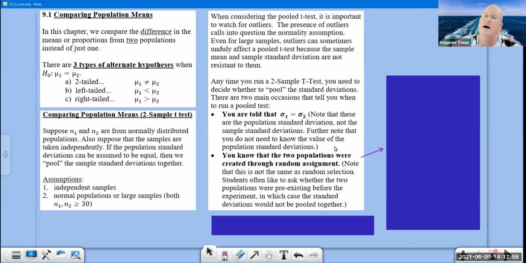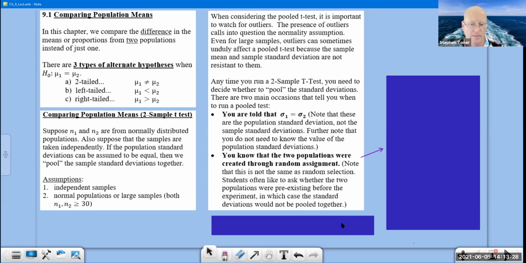However, more commonly, it's this second criterion that we rely upon for determining whether we're going to pool the standard deviations. When you know that the two populations were created through random assignment, then that will be a reason for pooling your standard deviations. And I want to make a comment here that this is not the same as random selection.